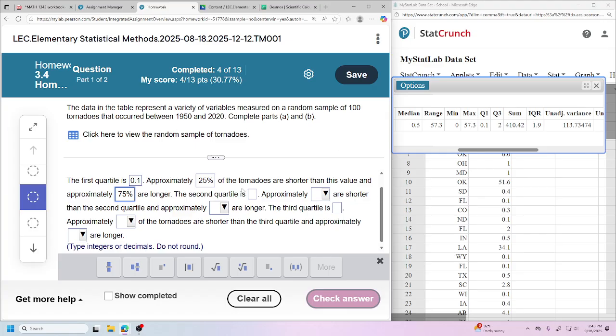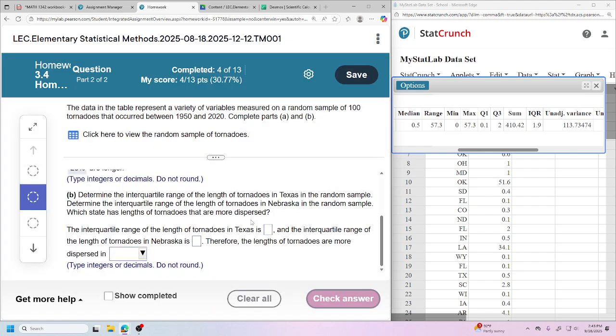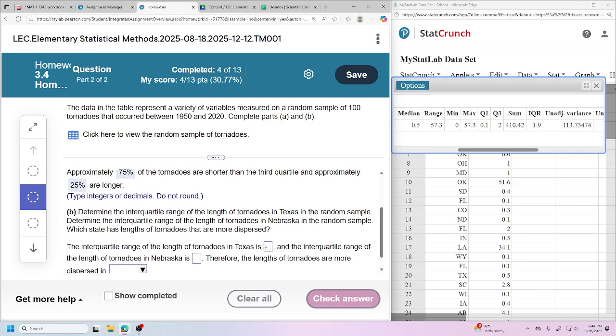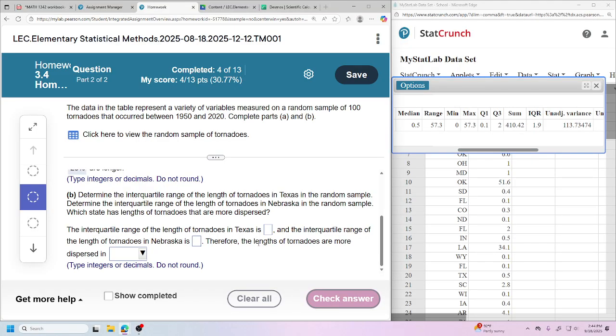Exactly. So the second quartile, what do I use for second quartile? Median. You got it. So the median is 50, 50 again. Third quartile, 75%. So that's 2 right there. And the opposite is 25. So it's 25, 75, 50, 50, 75, 25. Awesome. Is this part 2 of 2? So we're almost done. After this, we're done for the day.